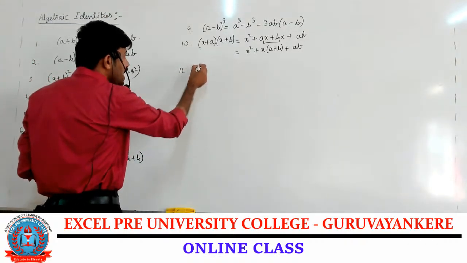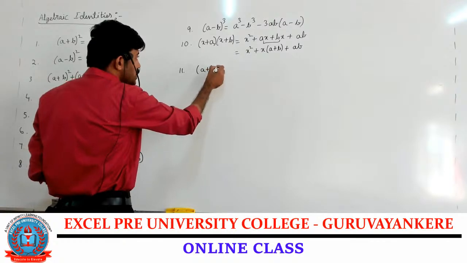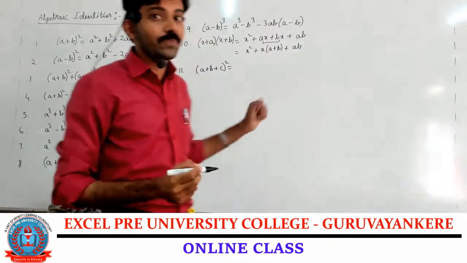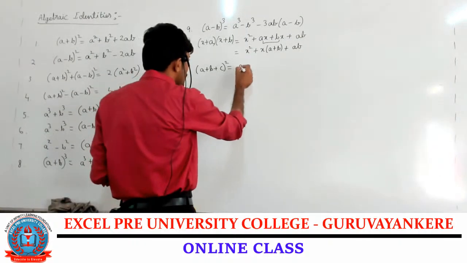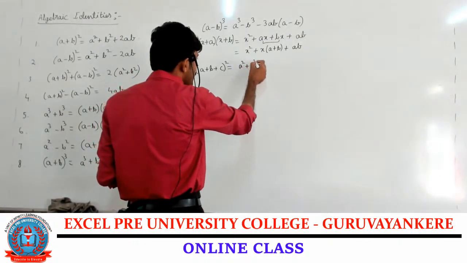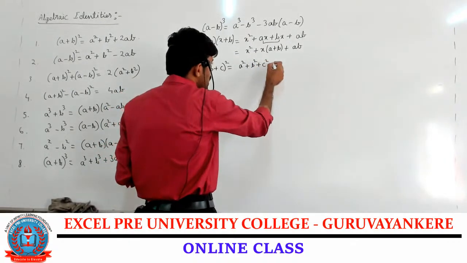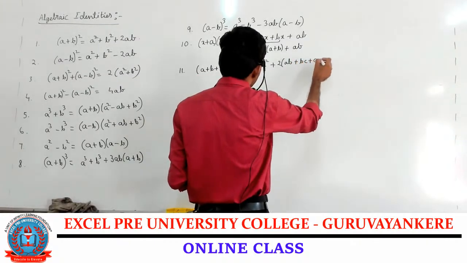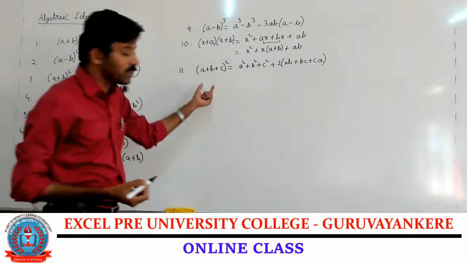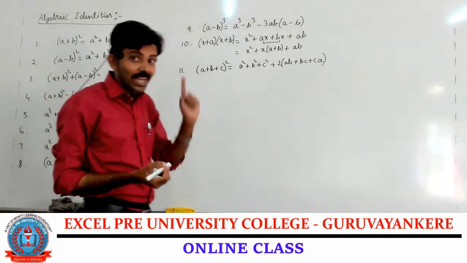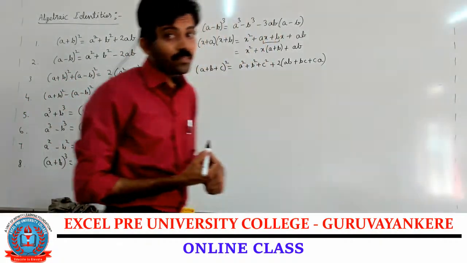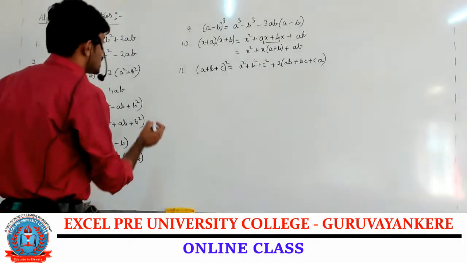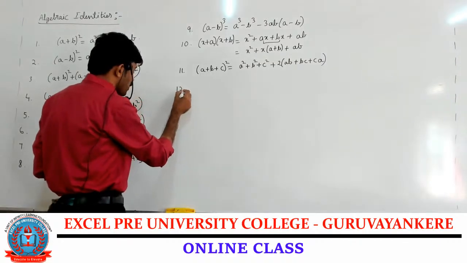Next, we have (a plus b plus c) the whole square. Maintain separate notes for all the subjects. Okay, (a plus b plus c) the whole square is equal to a square plus b square plus c square plus 2 times (ab plus bc plus ca). This kind of formula is also useful in vectors as well as complex numbers. Also in trigonometry we may require this. Okay.